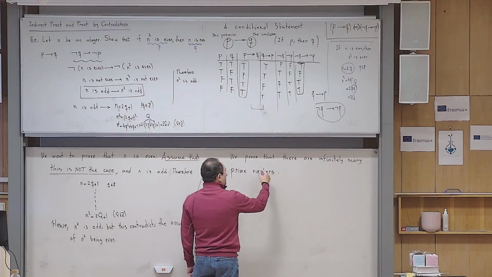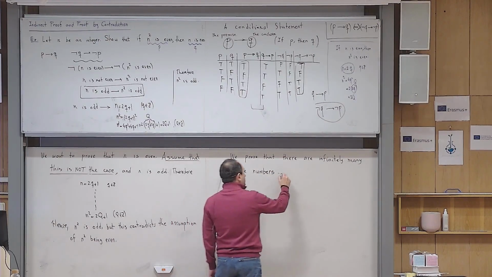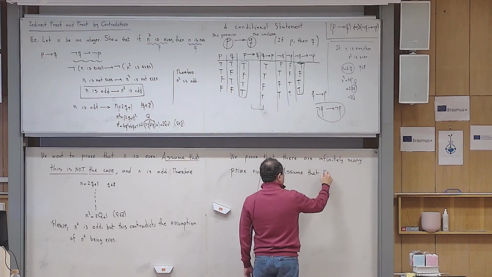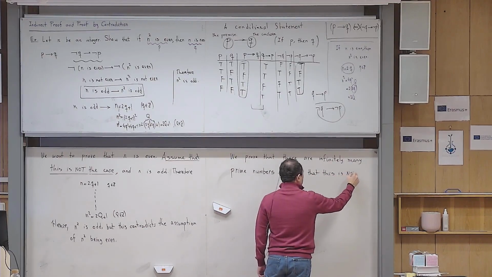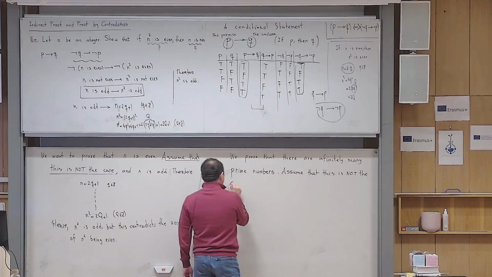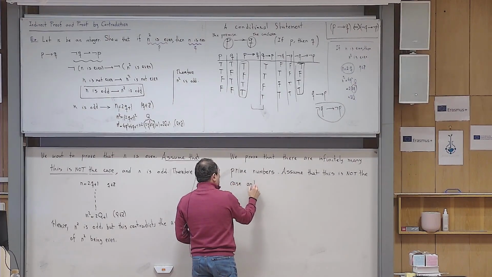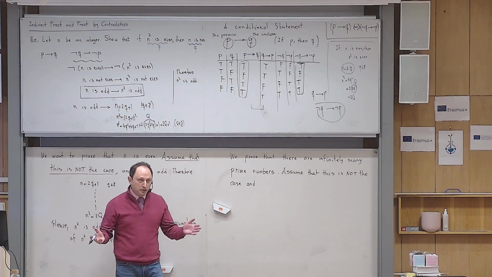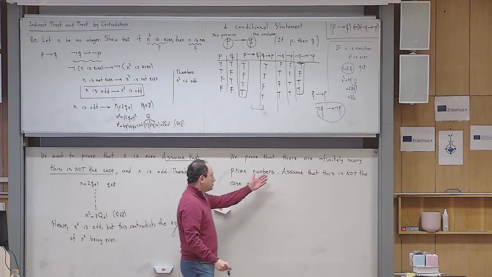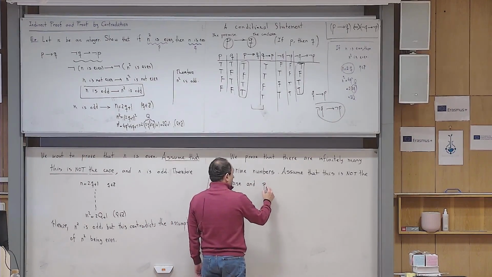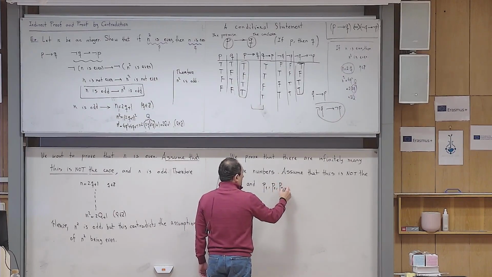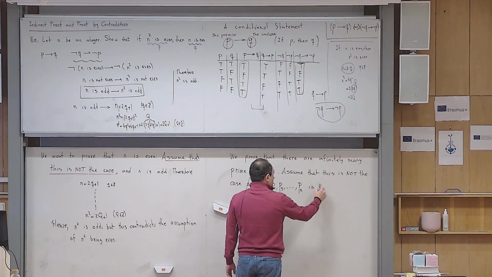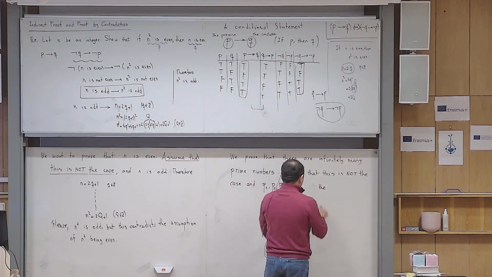Okay? We prove that there are infinitely many prime numbers. Assume that this is not the case. And if this is not the case, what does it mean? There are finitely many. And if you have finitely many, you can write the list. So assume that this is not the case and p1, p2, p3, up to some p, say pn, are the only prime numbers.